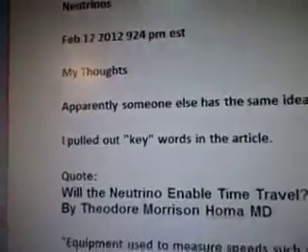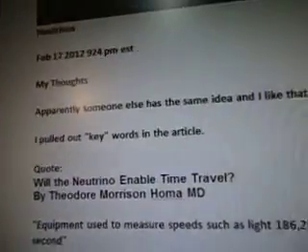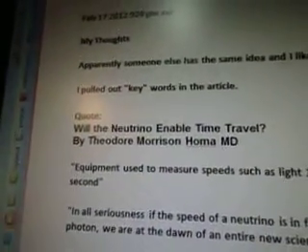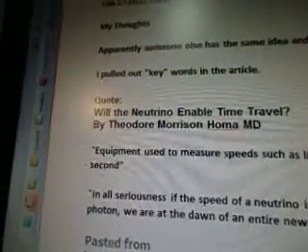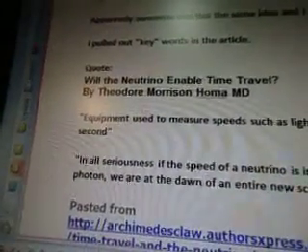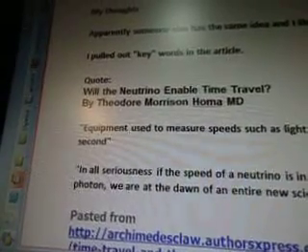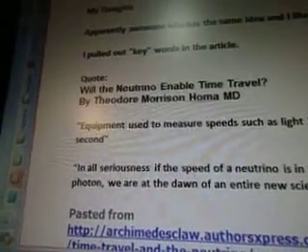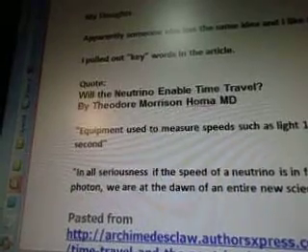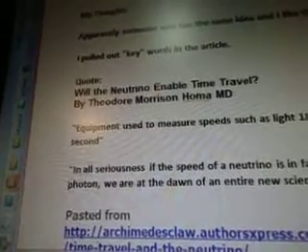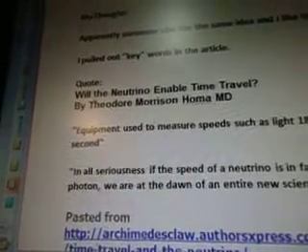So, February 17, 2012, 9:24 p.m. My thoughts. Apparently someone else has the same idea, and I like that. I pulled out keywords in the article. I found a blog post that says, quote, "Will the neutrino enable time travel?" Remember I was talking about, well, actually I have been talking about the neutrinos being used for time travel, so it was cool to see. This guy's a physicist. He's in the science, he's got a science degree and everything. He's also talking about it, but I believe this was from 2011 he wrote this, or earlier, I'm not sure.